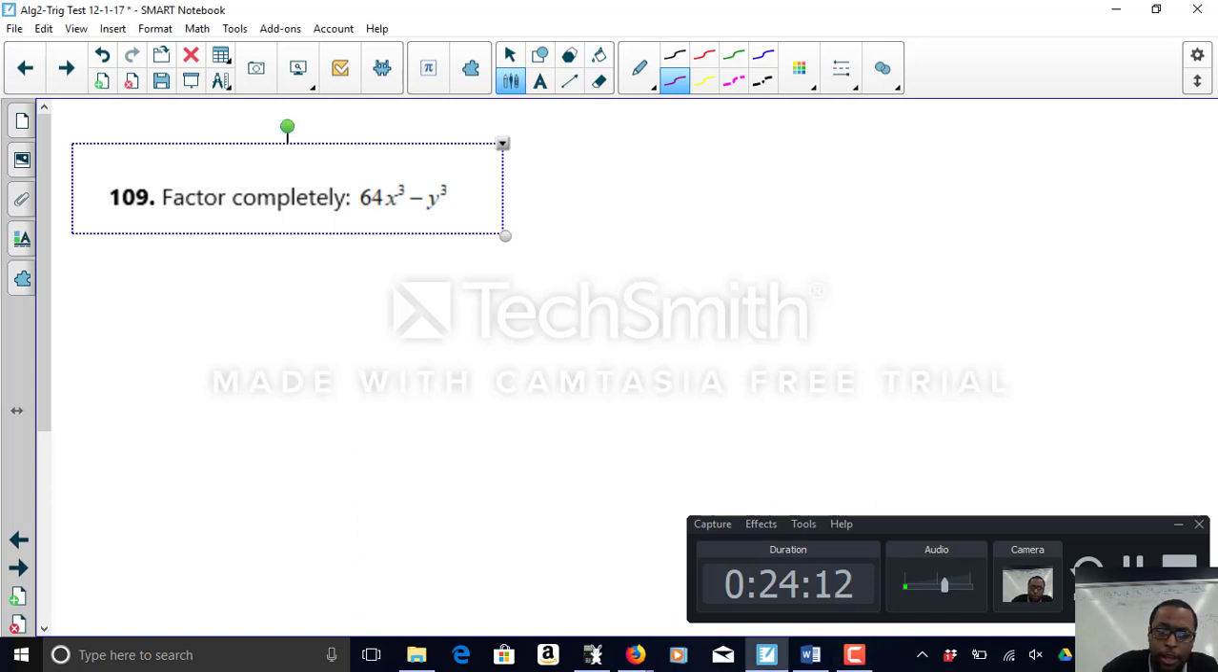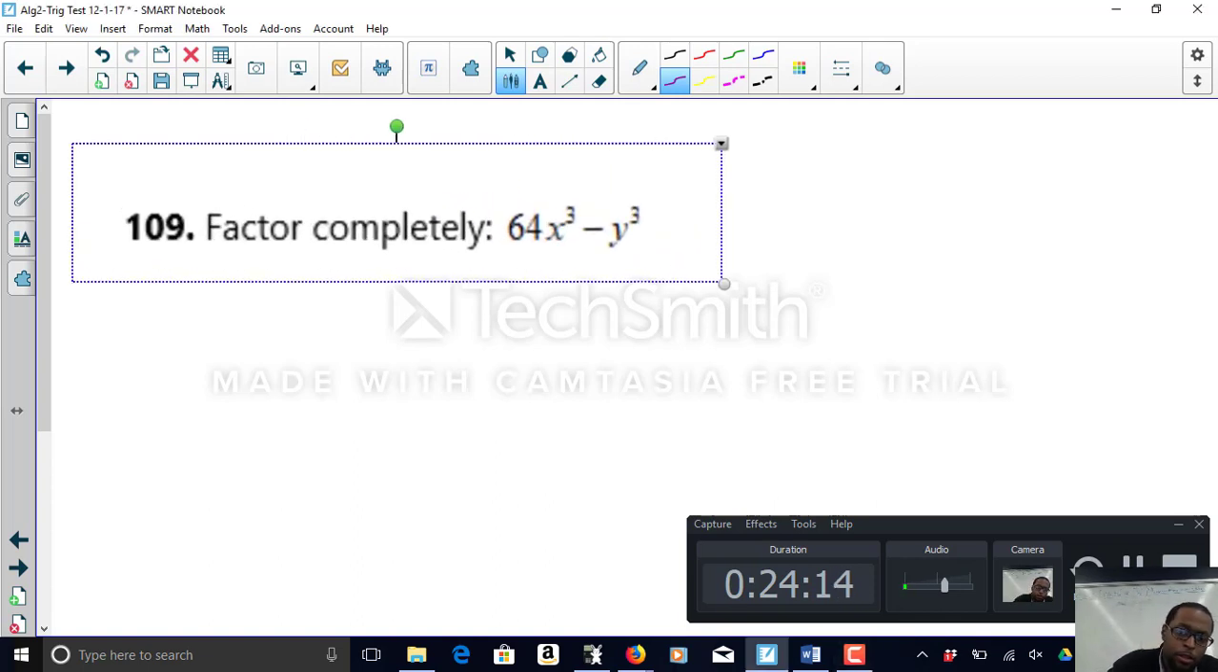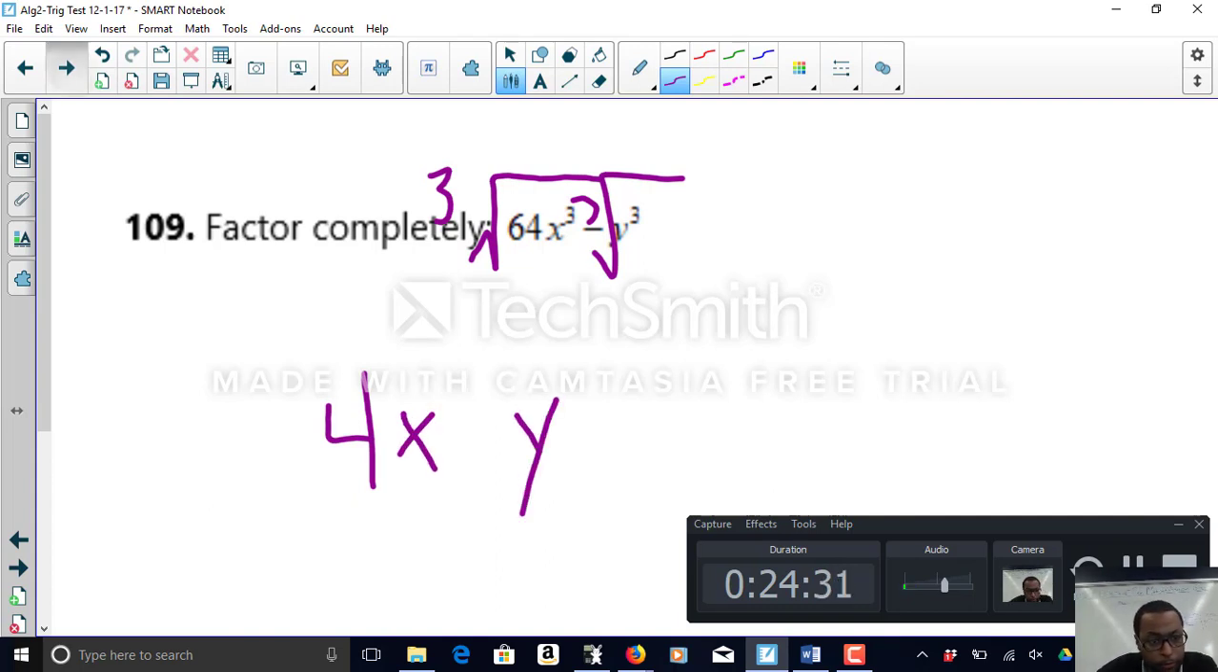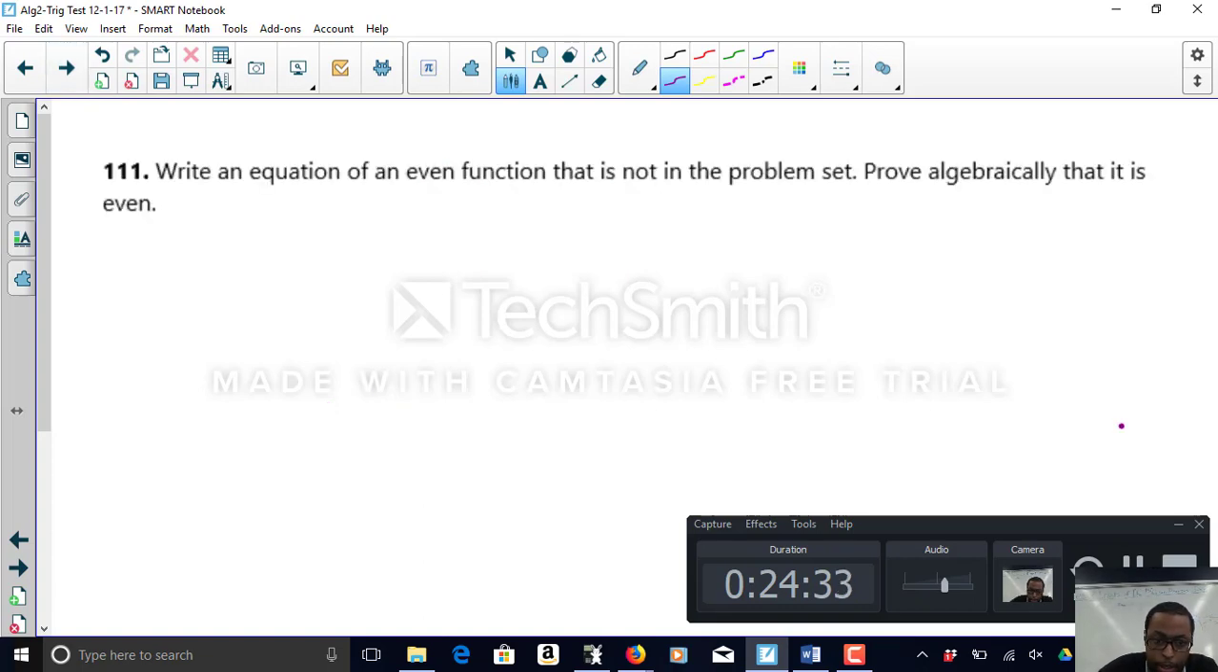We talked about factoring again and again. Remember, because it's a difference, use the difference formula. And remember, just do cube root to get the numbers for a. So in this case, a will be 4x. In this case, b will be y. Okay? Write an equation of an even function that's not in the problem set.